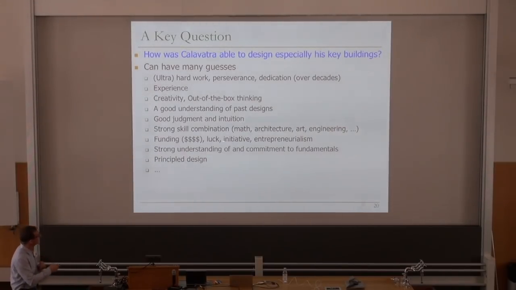Strong skill combination, that's really important. Math, architecture, art, and engineering. In fact, he was a civil engineer, as I said. Or he is a civil engineer, but he's also an architect. Luck, initiative, and entrepreneurialism. Maybe he reached out to people, right? If you don't reach out to people, maybe you don't create that luck also. And I think I'm going to focus on these a little bit more, basically. A strong understanding of and commitment to fundamentals. I think that's really important. Since you're taking this course especially, that's really important to become a good designer and a good architect.